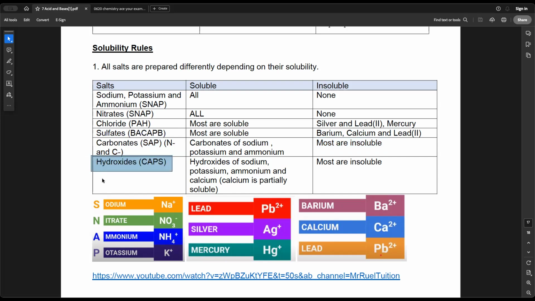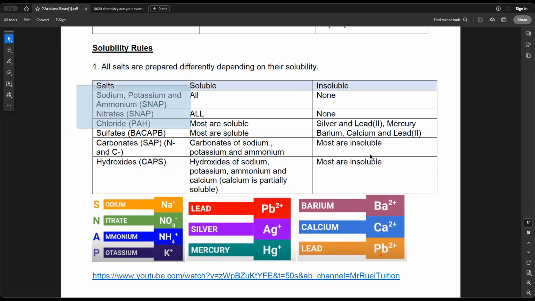Hydroxides, I noticed, never come out, so you can kind of ignore this. Sodium, potassium, ammonium, and calcium hydroxides will be soluble, but the rest will be insoluble. But I noticed this doesn't ever come out at all, so you can just ignore it.